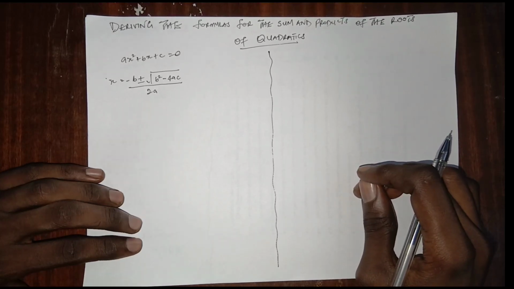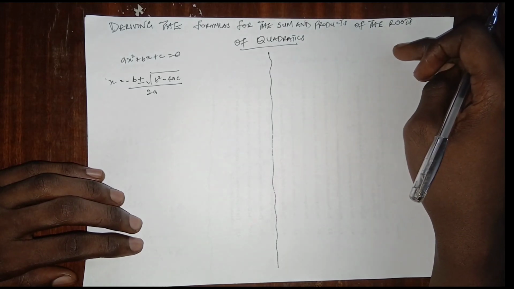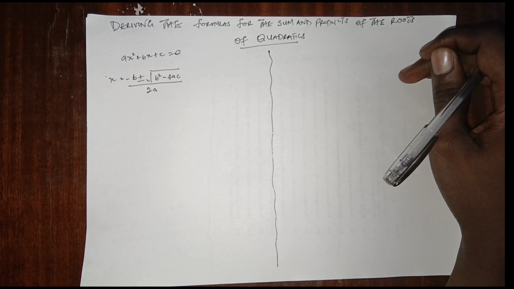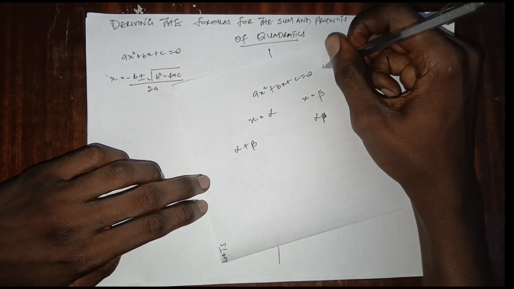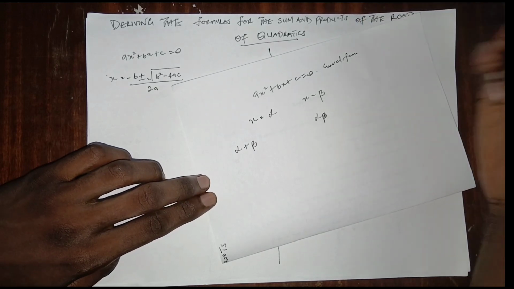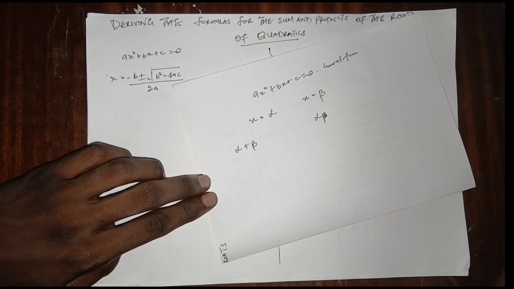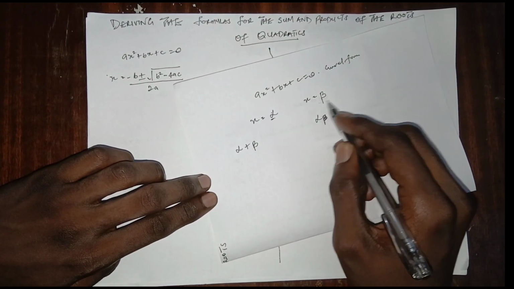In this video, I'm going to be looking at deriving the formulas for the sum and product of roots of a quadratic equation. In this situation, we have a quadratic equation, this is the general form of a quadratic equation, and obviously we have two answers. They are either two distinct real roots or two imaginary roots, whereby you just have to represent them with alpha and beta.